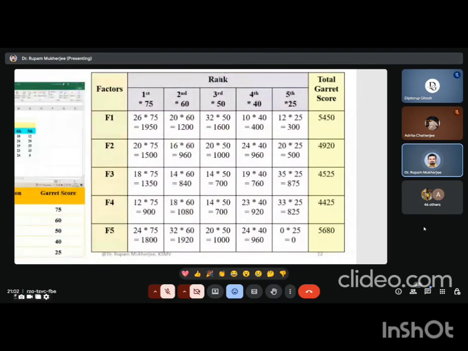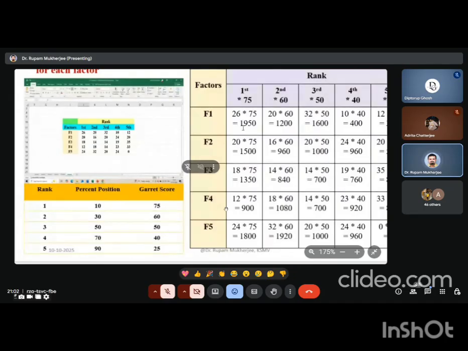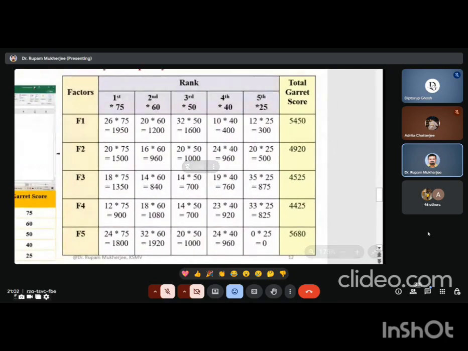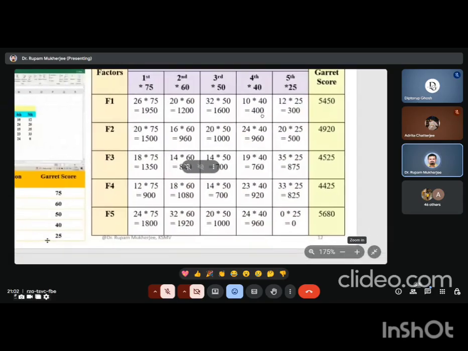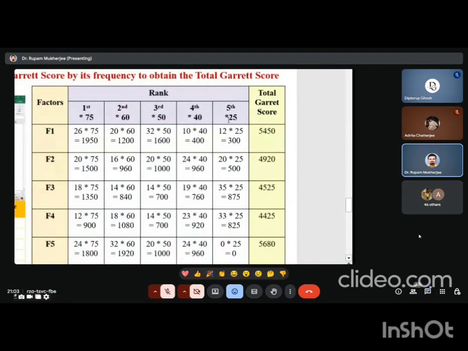And how am I going to derive it? In the rank column, there is first rank, second rank, third rank, fourth rank, and fifth rank. The first rank corresponds to what value? From the lower part of the table, on the left-hand side, the first rank corresponds to the Garrett score 75, so I have written first multiplied by 75. The second rank's Garrett score is 60, so second multiplied by 60. Then third is 50, so third multiplied by 50. The fourth is 40, multiplied by 40. The fifth is 25, multiplied by 25.